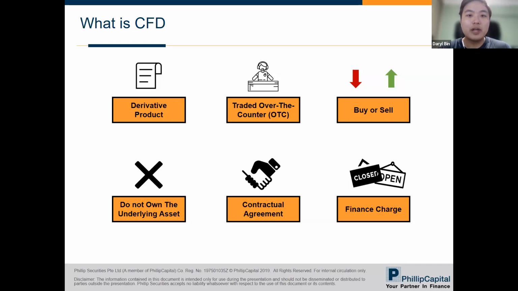So different countries' equities have different market hours. So if you hold past the opening hours, then there will be financing charges.